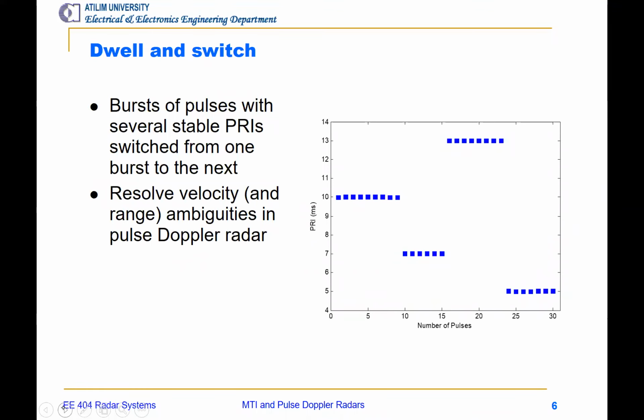The dwell and switch, here we transmit a burst of pulses with a PRI value, and then another burst of pulses is transmitted at another PRI, and then another PRI, and then another PRI here. So it's just like stagger, but instead of transmitting a single pulse at any specific PRI, we transmit a group of pulses, a burst of pulses. It's used for resolving velocity ambiguities in pulse Doppler radar.